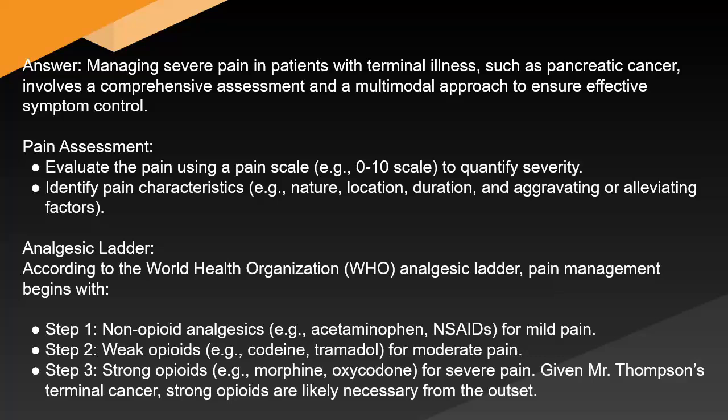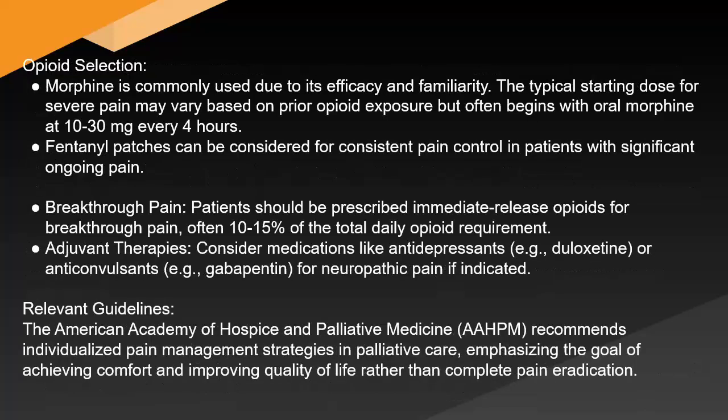Given Mr. Thompson's terminal cancer, strong opioids are likely necessary from the outset. Opioid selection: morphine is commonly used due to its efficacy and familiarity. The typical starting dose for severe pain may vary based on prior opioid exposure, but often begins with oral morphine at 10-30 mg every 4 hours. Fentanyl patches can be considered for consistent pain control in patients with significant ongoing pain.